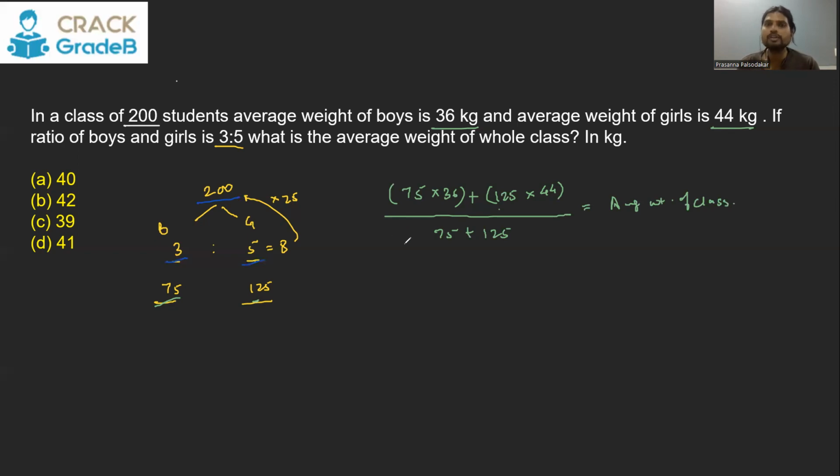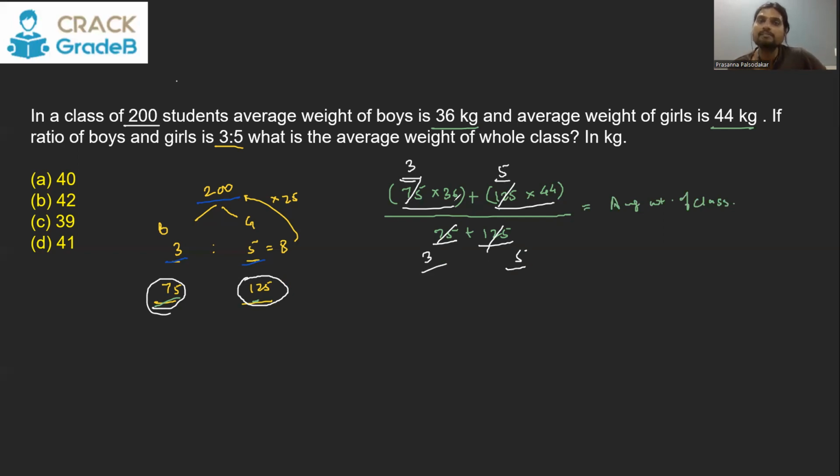So if you try to solve this, you realize that in this term, in this term, in this term, and in this term, 25 is common. So we can just cancel out everywhere with 25. So it becomes 3 times, 5 times, 3 times, 5 times. And then you realize all the hard work that we did to find out the 75 and 125 is gone, because ultimately they come down to 3, 5, 3, 5. So it's as if 3 boys with the average weight 36, 5 girls with the average weight 44, and divided by the total number of students, that is 3 plus 5.